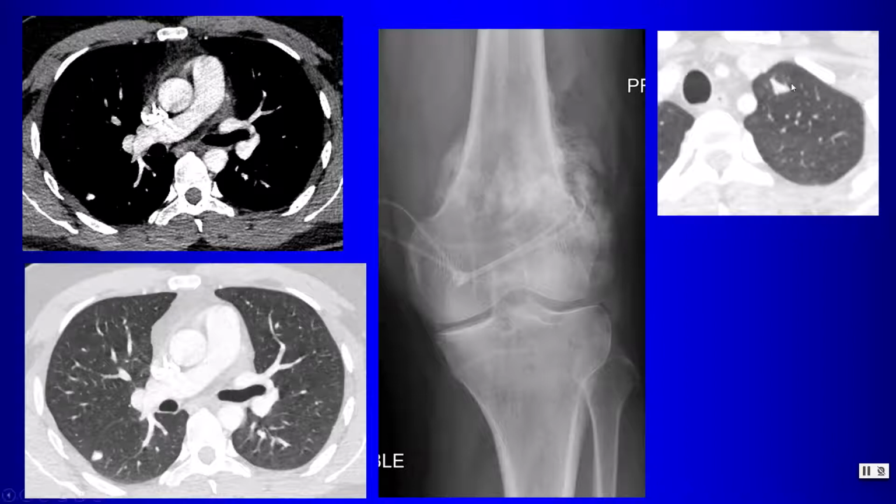In this particular case, the patient also has an additional lesion here in the left lung that would increase your suspicion for metastatic disease. So this was a metastatic lesion from an osteosarcoma, which can give you calcifying metastases.